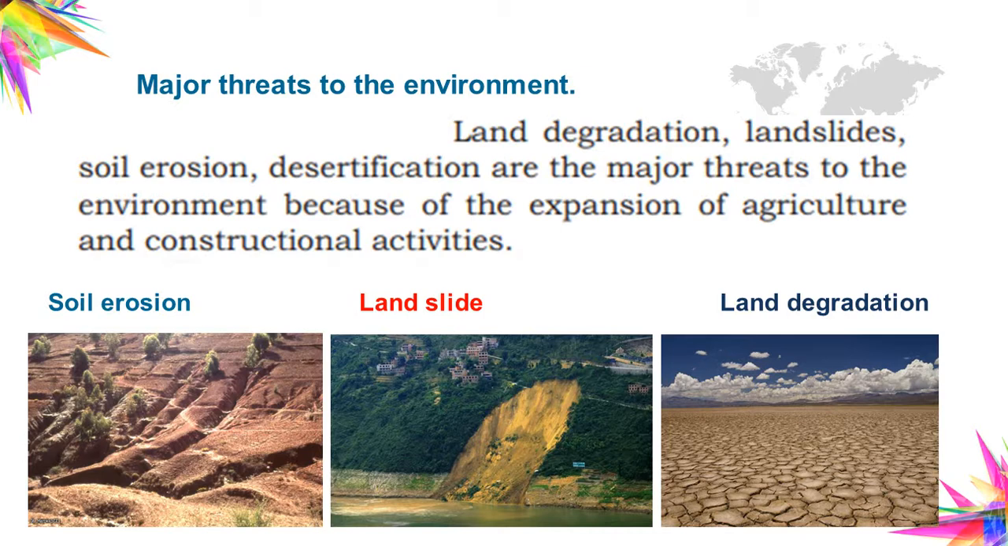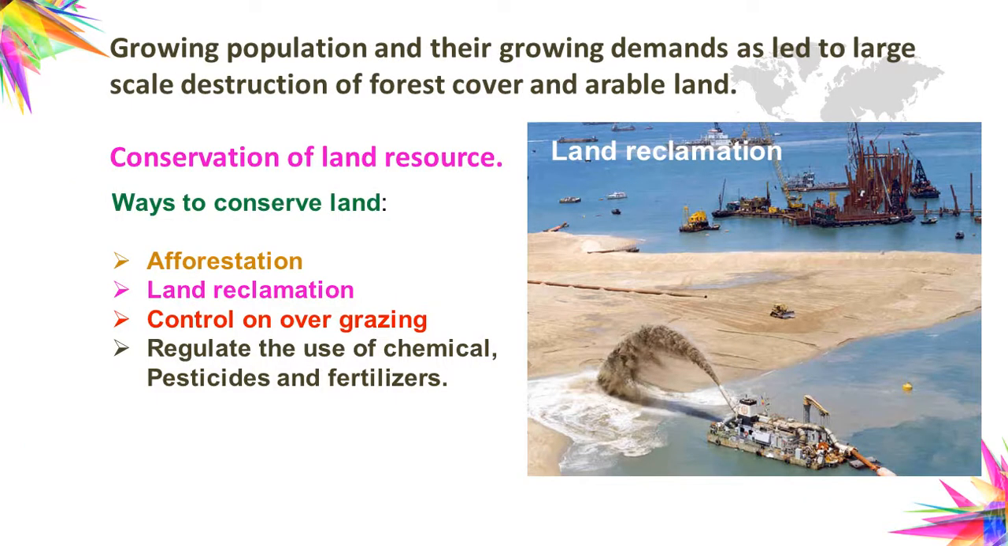Land degradation, landslides, soil erosion and desertification are the major threats to the environment because of the expansion of agriculture and constructional activity. Growing population and their ever-growing demands have led to the large-scale destruction of forest cover and arable land, and have created a fear of losing this natural resource. Therefore, the present rate of degradation of land must be checked.